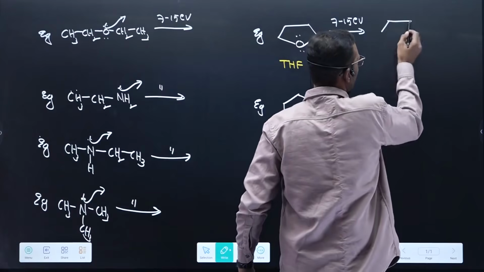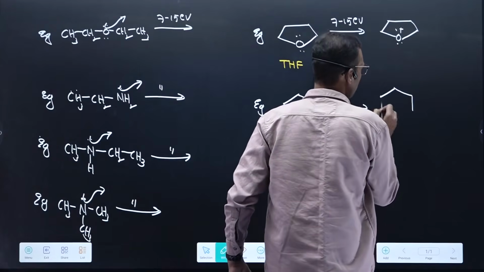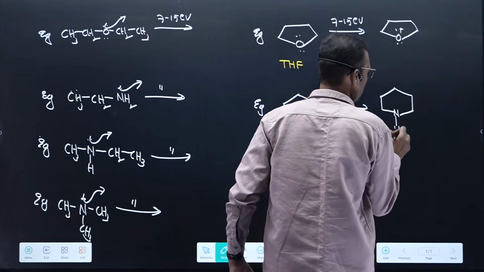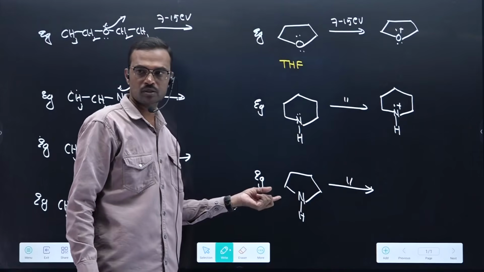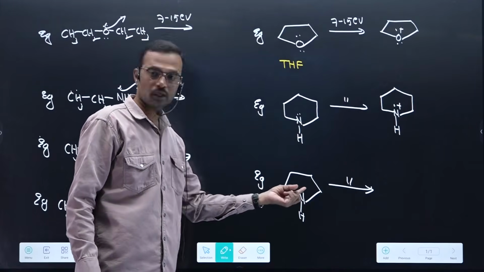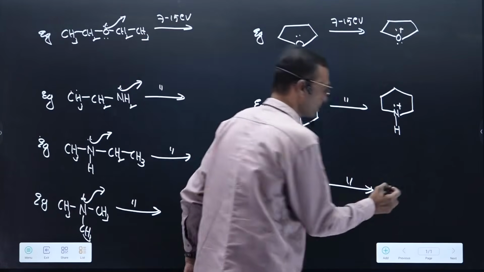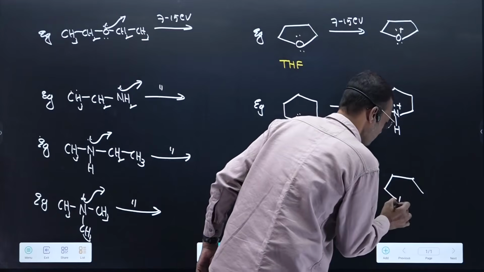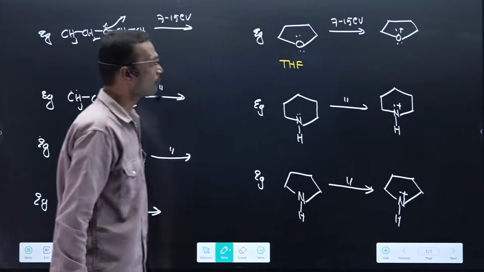So where will you generate the radical cation? This is called piperidine. Pyridine comes from pyridine, piperidine. Then what is this? If I write a double bond, that is pyrrole. Then pyrrolidine. So here hydrogen, here radical cation, like that.